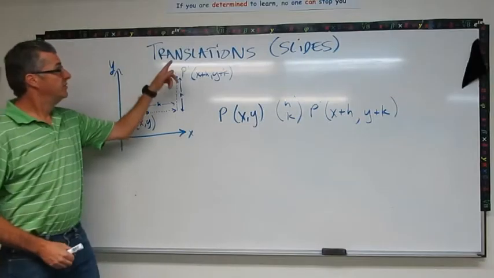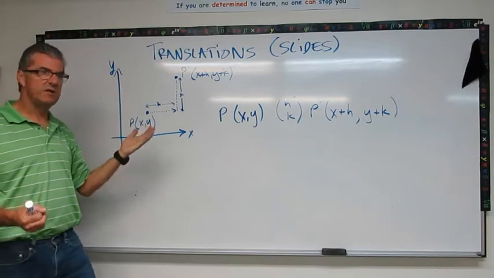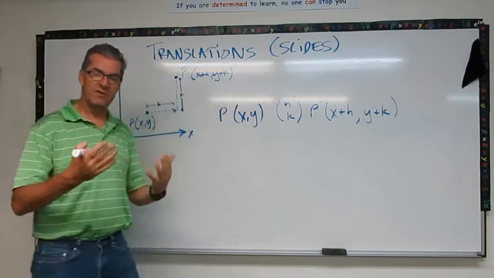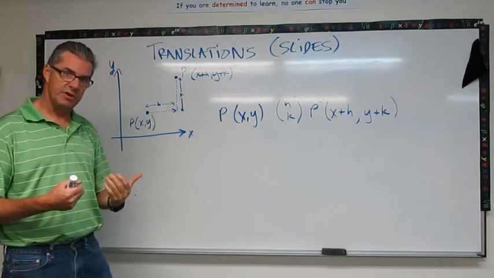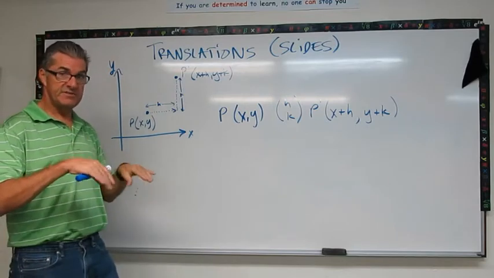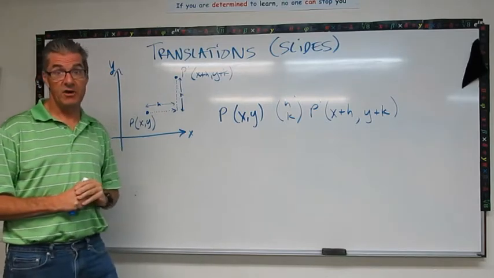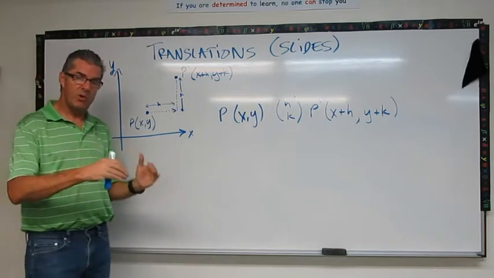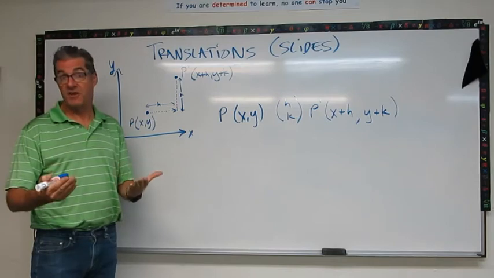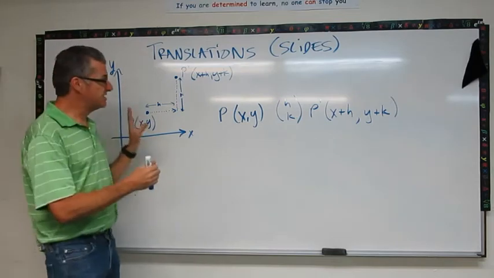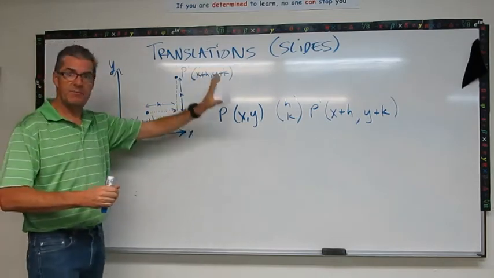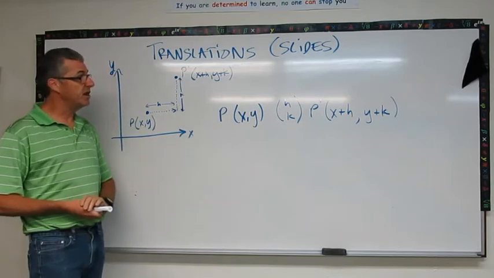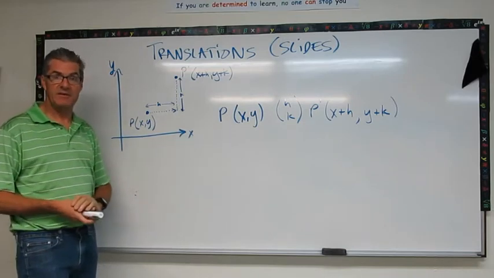Today's topic, translations, which are also called slides. This is our first lesson in our transformations unit. It starts off easy, gets a little bit more complicated as we go. So a slide is simply moving a point or a geometric figure or a function by sliding it somewhere on the coordinate plane. Okay, so we're going to start just by sliding a point.